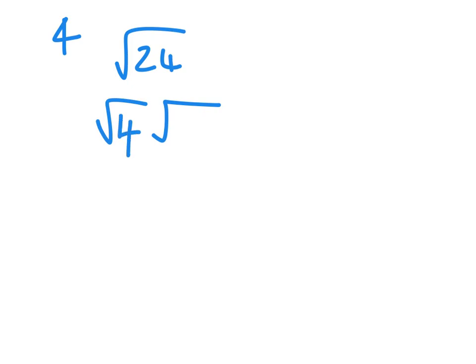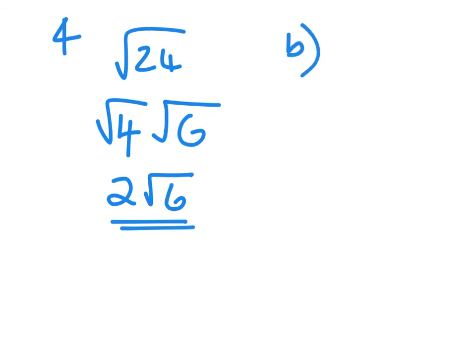Question 4, simplify the surds. We have root 24. So we need to find 2 square roots that go in there, one of them being a square number. 4 times 6, that makes 24. Because 4 is a square number, then that becomes 2 root 6, and that's it finished. Don't have to do anything else with it. You can do B in the same way.